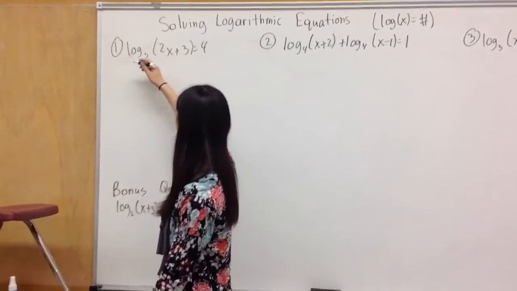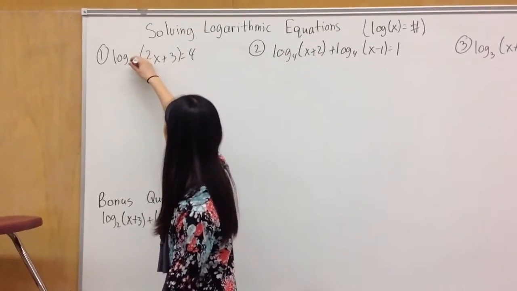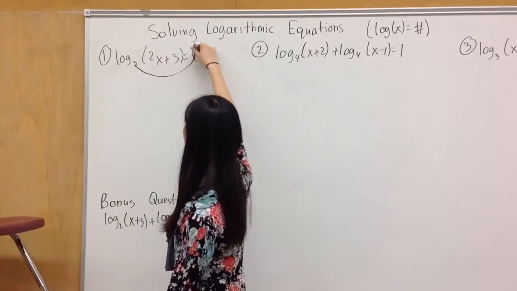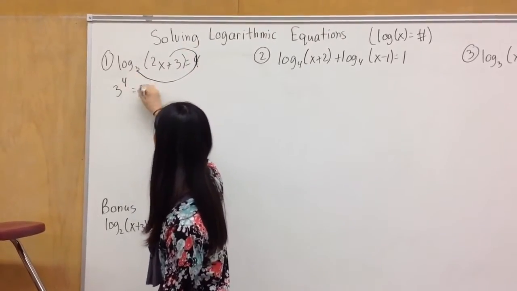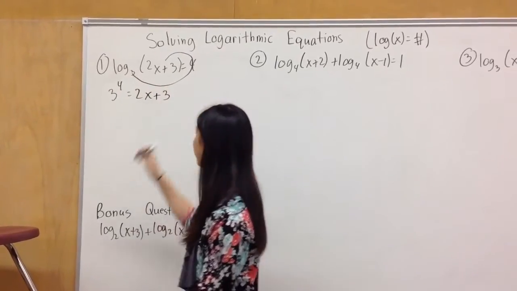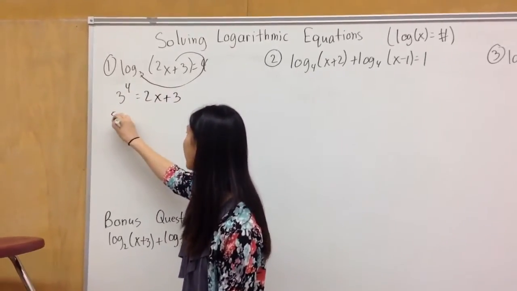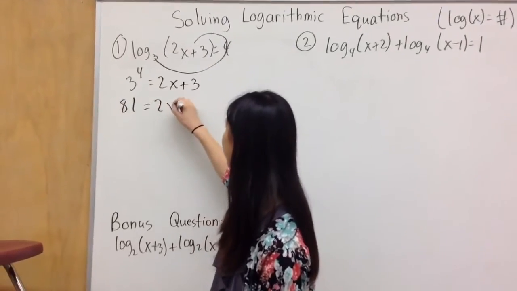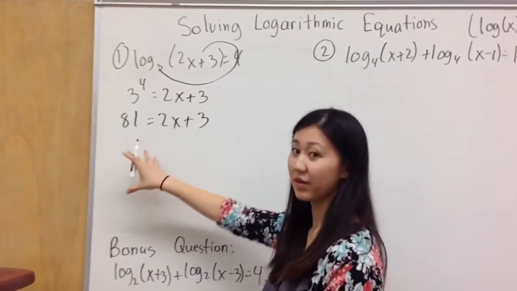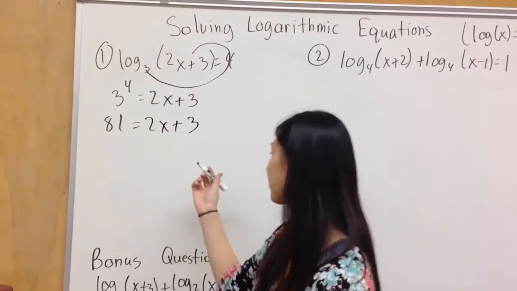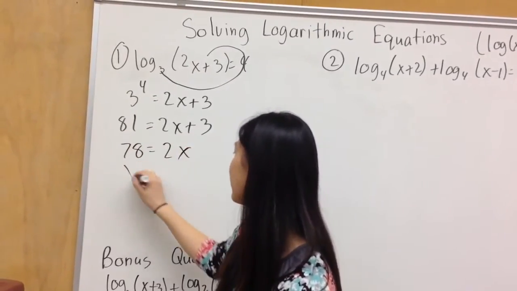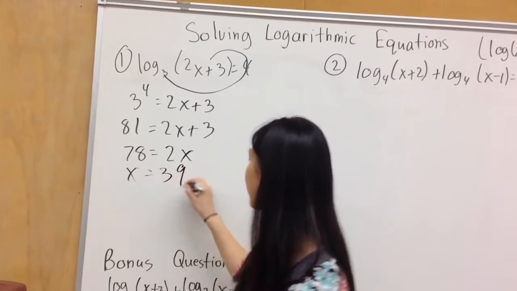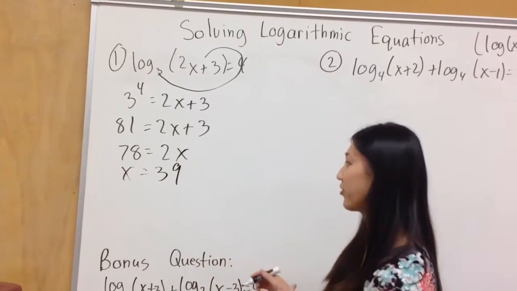So we put it in exponential form. Remember, that looks like this. 3 to the 4th power equals this. So 3 to the 4th power equals 2x plus 3. Well, 3 to the 4th is just 81. And now we just solve for x. So we're subtracting 3 from both sides. We're dividing by 2 on both sides. We get 39. And now we plug back in to check.